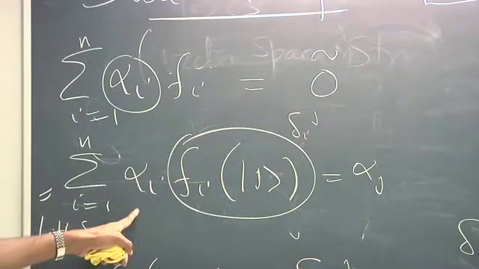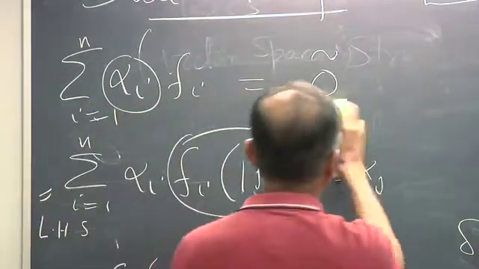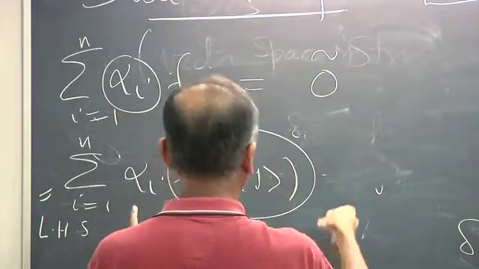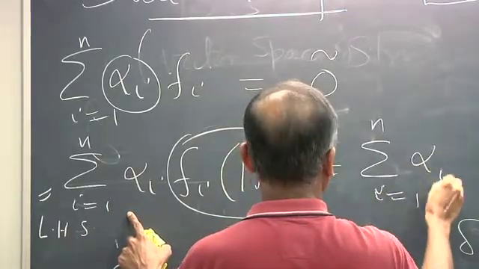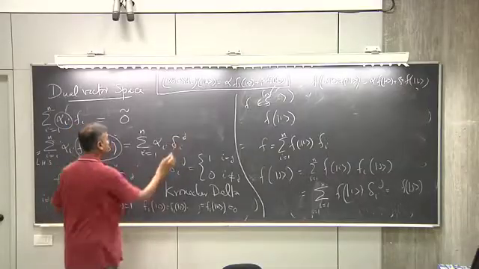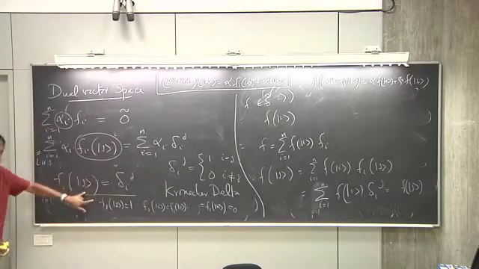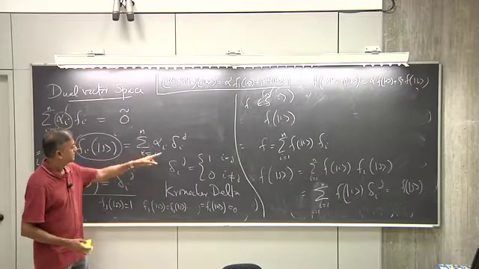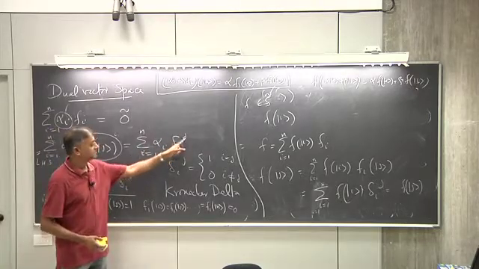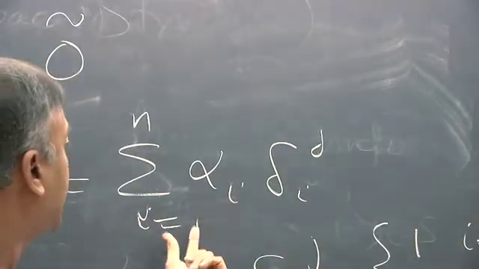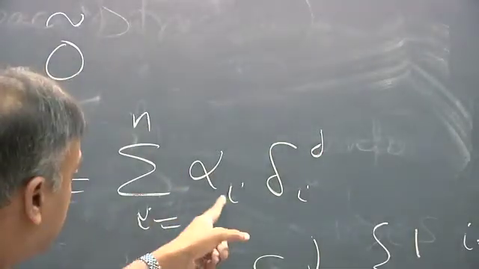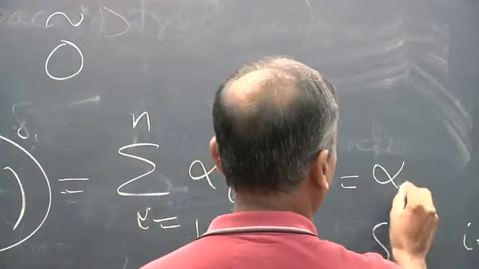Maybe I should do it in two steps. This is the same as the sum over i equal to 1 to n of alpha i delta ij, because that was the definition of this function fi. And now I sum over i. This is 0 whenever i is not equal to j. So the only term which will contribute is when i is equal to j, and then you get alpha j.